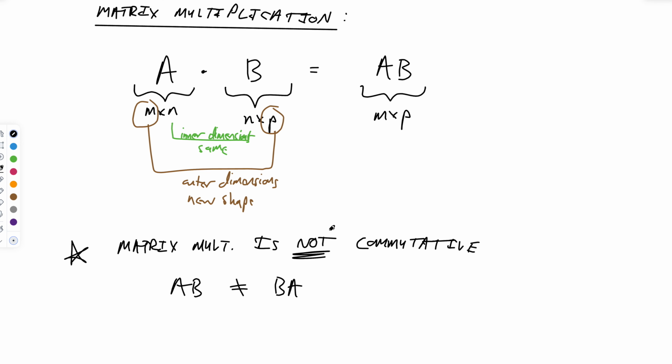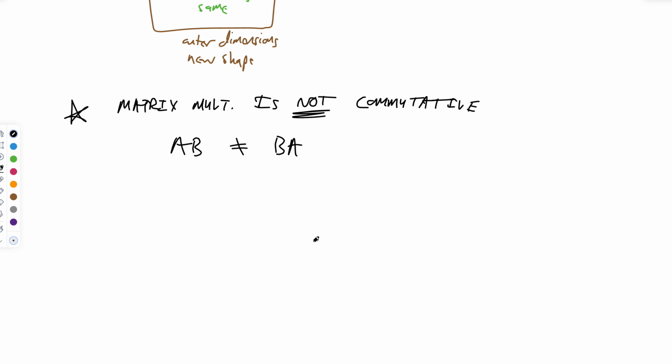Okay. So with that being said, how do I actually do the matrix multiplication? What you're going to do is multiply row by column entries.